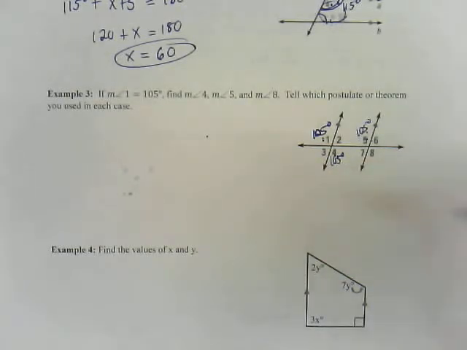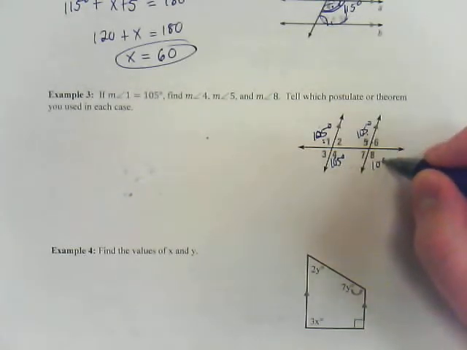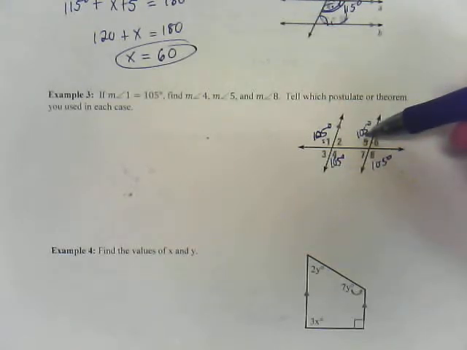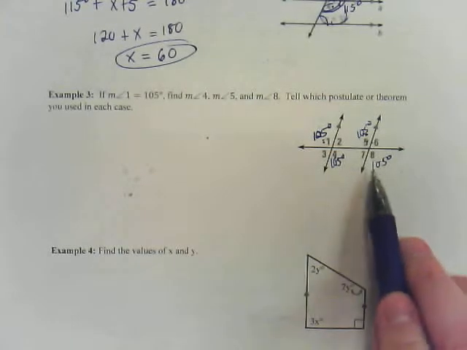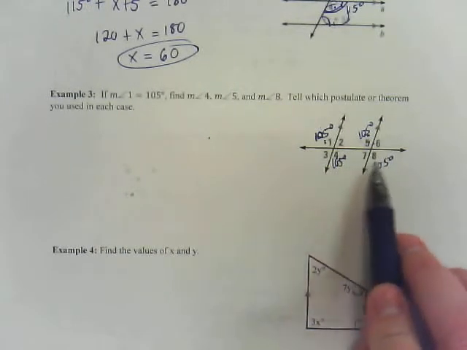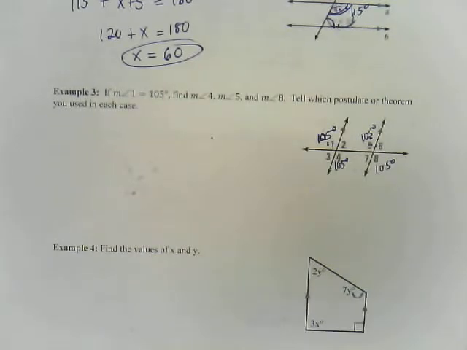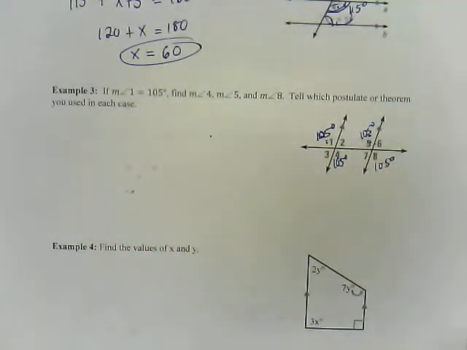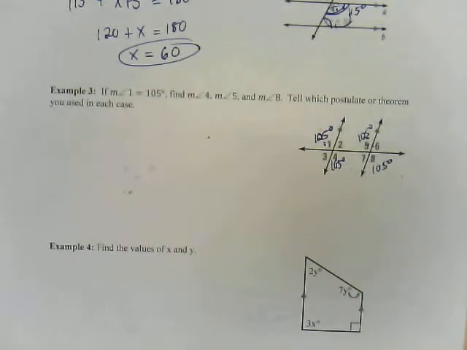Now for angle 8, we've got a lot of different options for this one. So it's also going to be 105 degrees. We could say that it's 105 degrees because it's vertical to this angle that's 105 degrees. We could say that it's got to be 105 because it's corresponding to angle 4. So angles 4 and 8 are both in the bottom right spot of the intersection, so they are corresponding angles. Or we could say that angles 1 and 8 are alternate exterior angles, and so they've got to be congruent because of that as well. So lots of different ways that we can justify these.